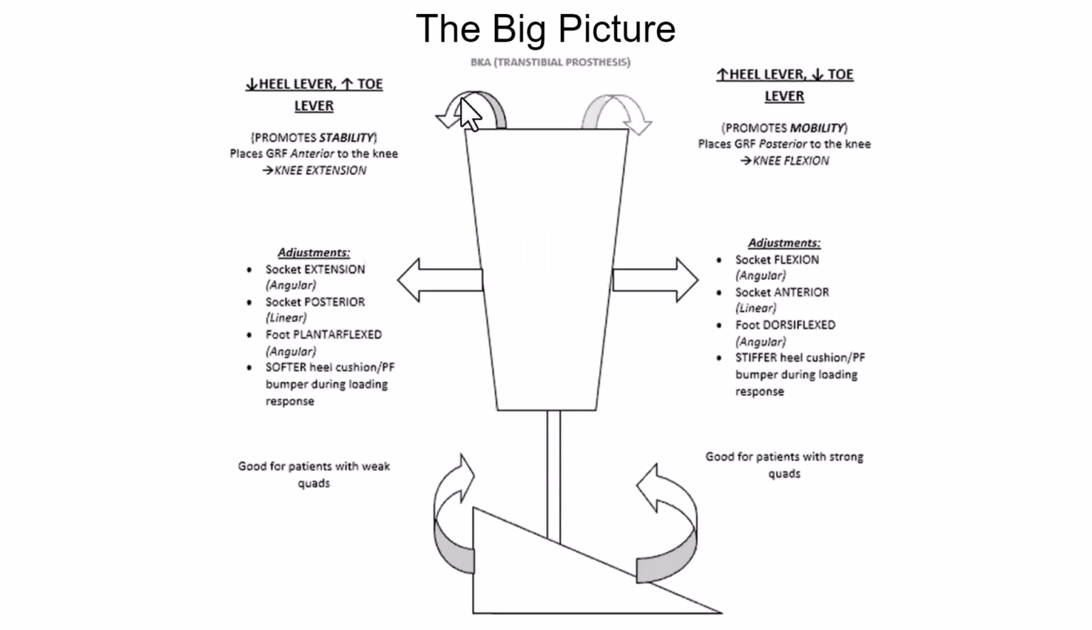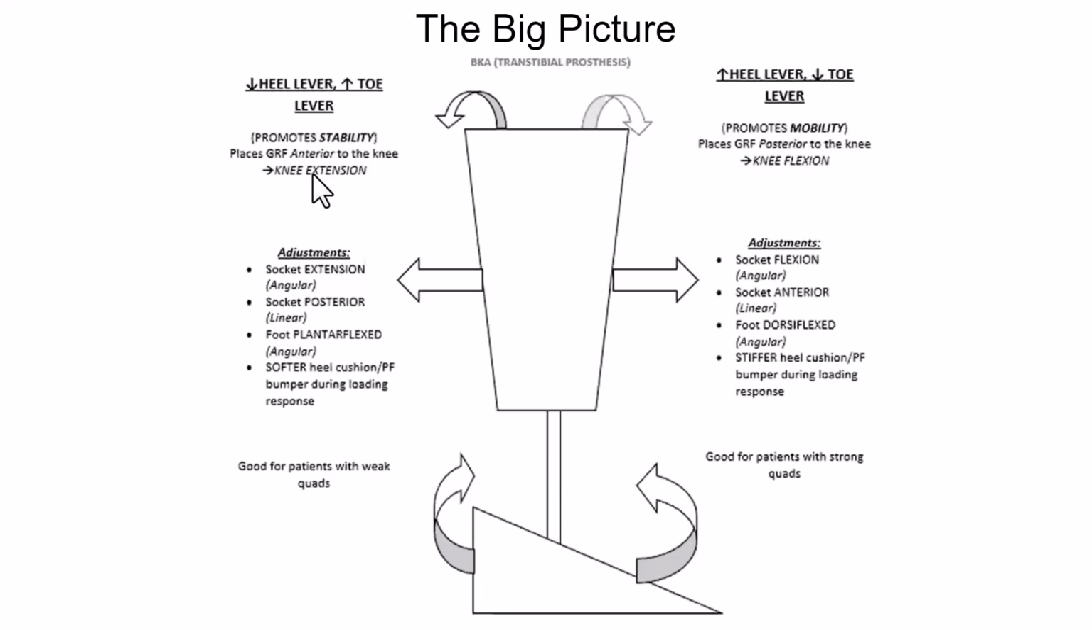This is the big picture. I've taken this and I've tried to break it down into individual pieces, but if you understood the slides that I've just gone through, this should make a whole lot of sense. Overall, for a transtibial prosthesis, if you decrease the heel lever and increase the toe lever, you're going to promote stability because you're placing the ground reaction force anterior to the knee, which promotes knee extension.